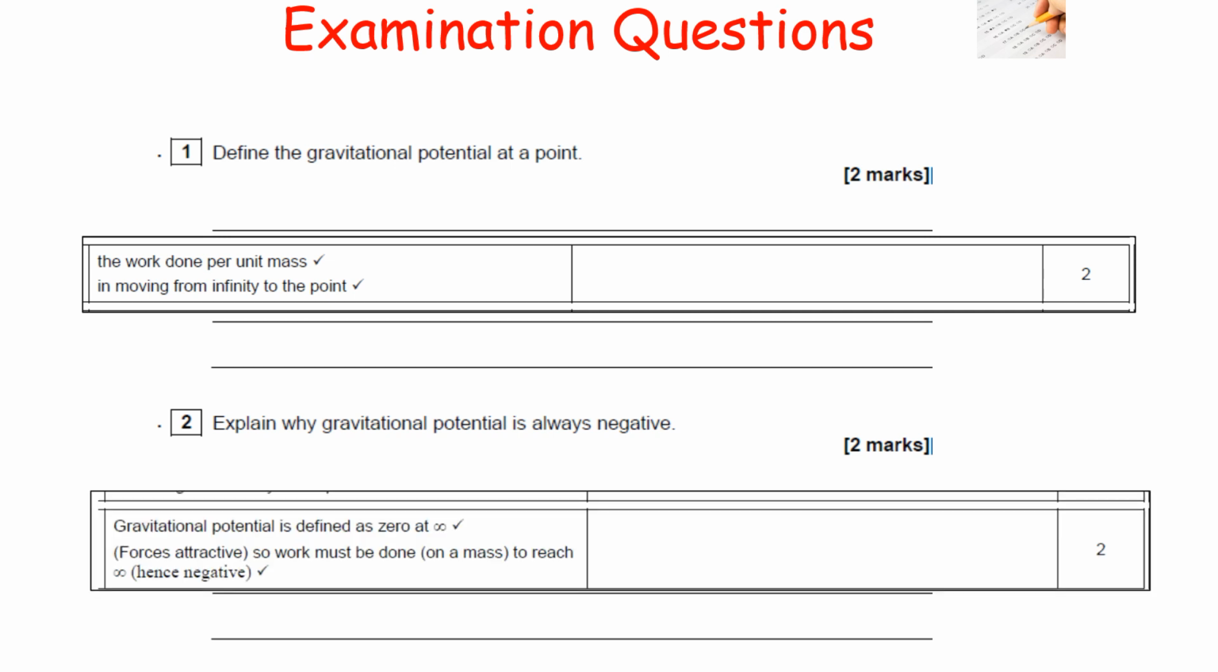It's because we define gravitational potential to be 0 at infinity. So outside of the field, the energy that the object has per unit mass is 0. Now that tells us we've got to put work in when the object's in the field to get out of the field, because gravity is always an attractive force, so we've got to put energy into it for the object to get out of the field. So if we're putting energy in to reach 0, it must start off as a negative value.